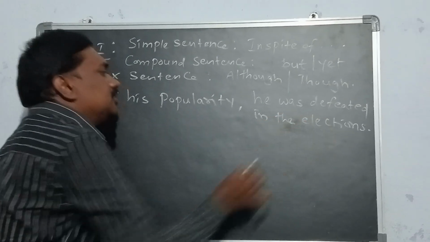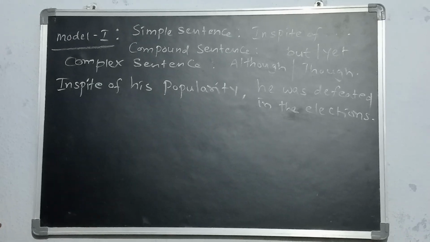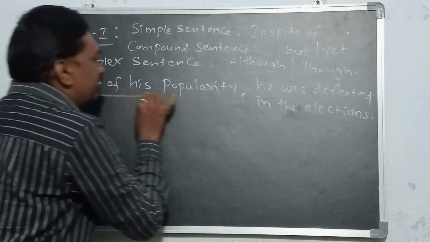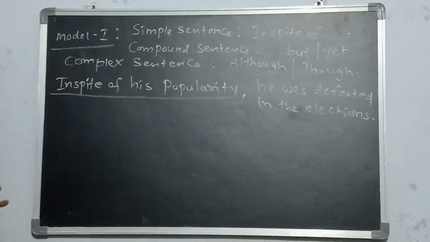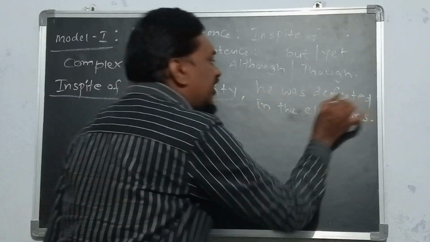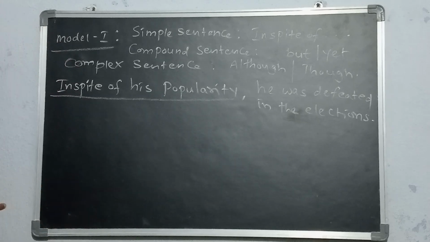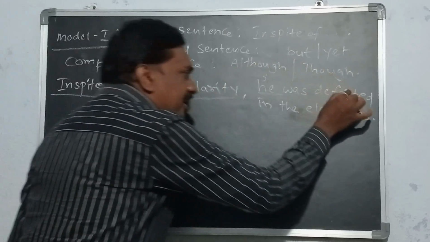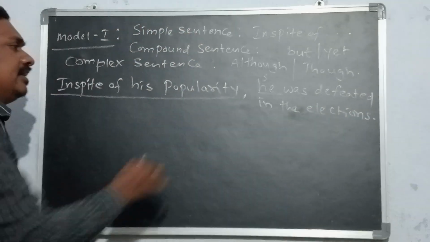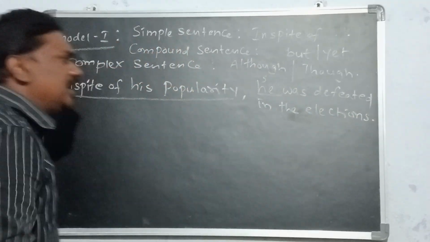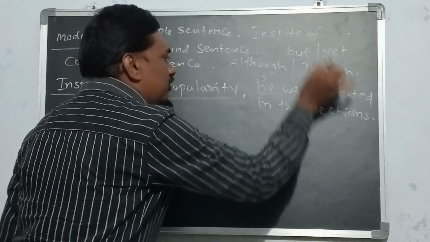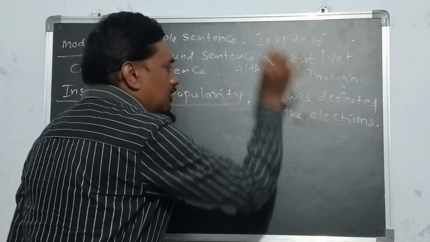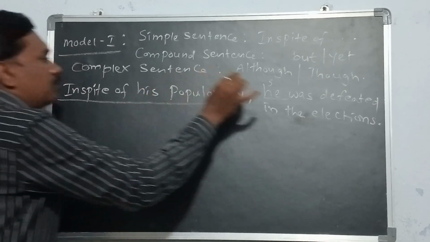This is simple sentence, right? What is the structure of the simple sentence? One phrase. In spite of his popularity is a phrase. Next, he was defeated in the elections. One main clause. Okay, here he is a subject and it has a finite verb, that is defeated. Next, it gives complete meaning. So subject, finite verb, and the sentence gives complete meaning. So this is main clause. So one phrase and one main clause.